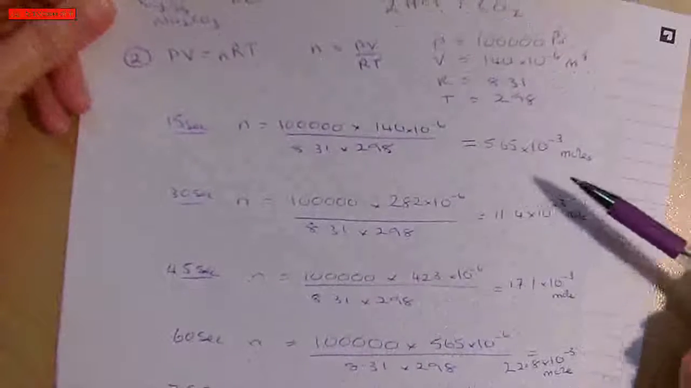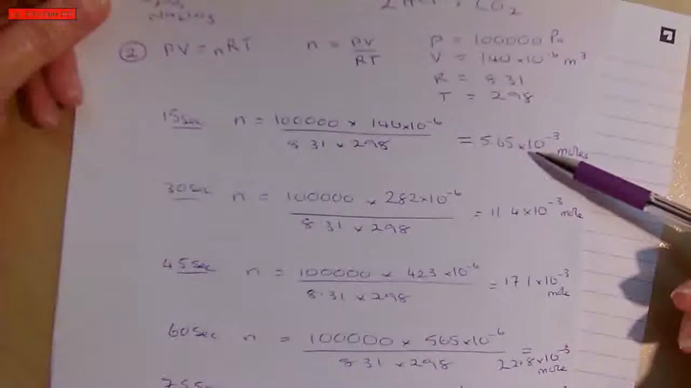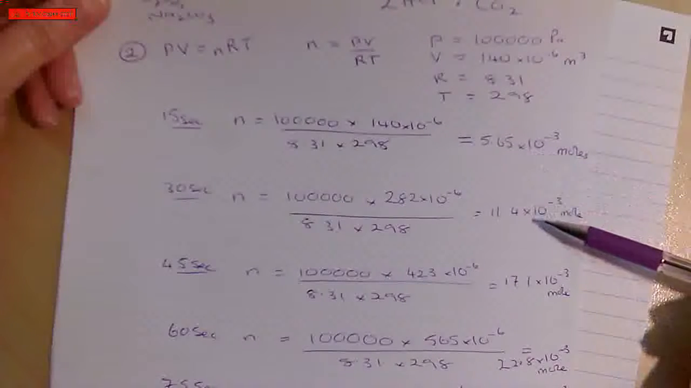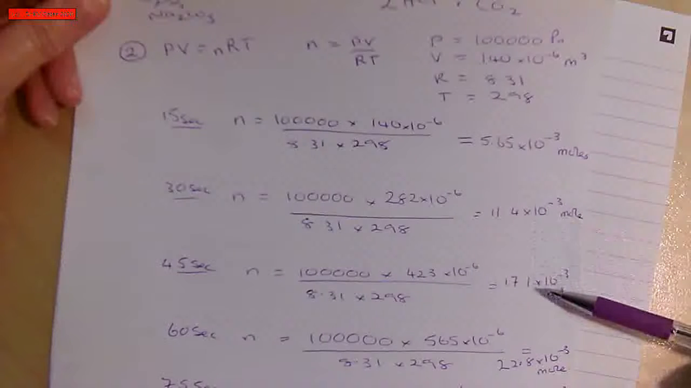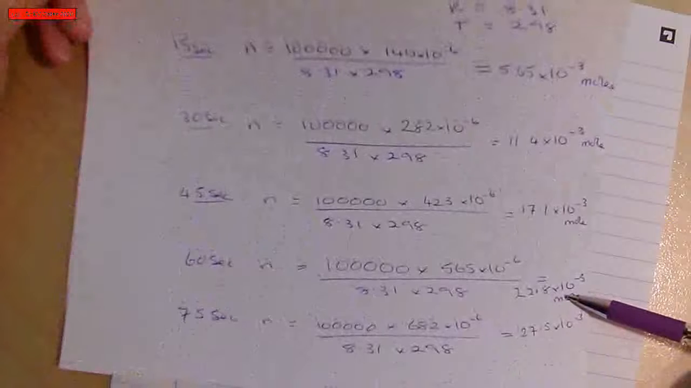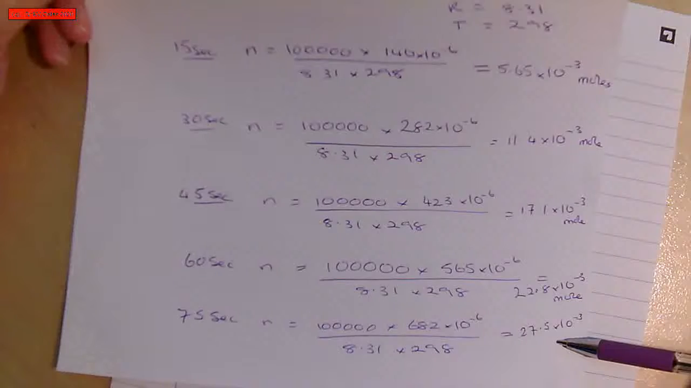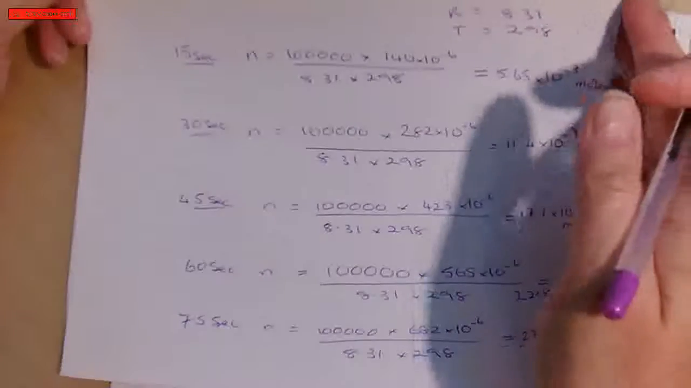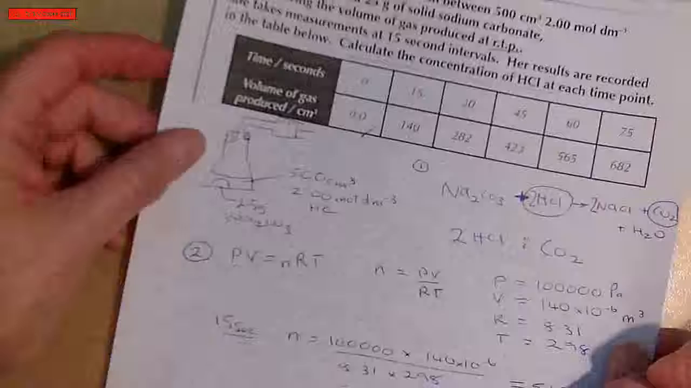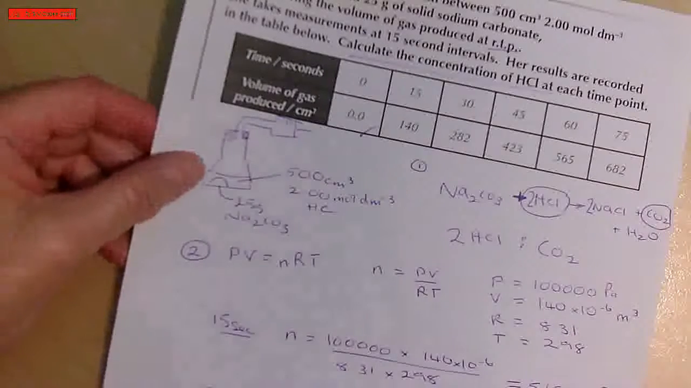Okay, so I've done these calculations, and we can see that the number of moles of carbon dioxide is increasing. So 5.65 times 10 to the minus 3, 11.4 times 10 to the minus 3, 17.1 times 10 to the minus 3, 22.8 times 10 to the minus 3, and 27.5 times 10 to the minus 3. Okay, so we've got the amounts of carbon dioxide, so that is going to help us to calculate the moles of HCl. So we'll do that next.